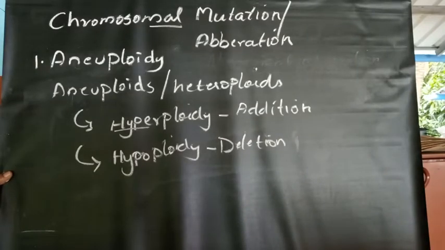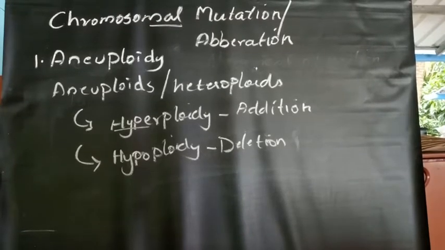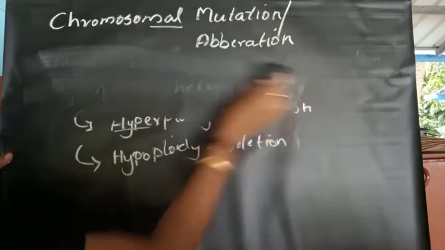Hyperploidy is addition of individual chromosomes to the basic sets of chromosomes, or hypoploidy is the deletion of individual chromosomes from the basic sets. Okay, first we will look at what hyperploidy is.